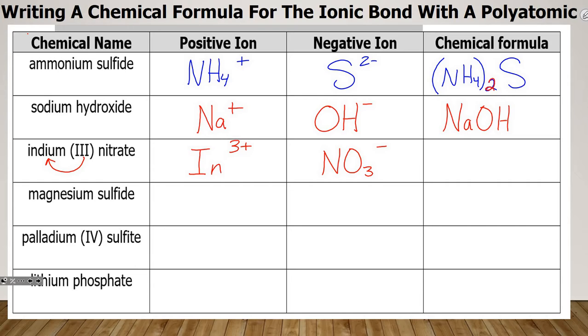3. Indium, I need how many of? 1. How many nitrates do I need? I need 3 of these, right? Charges. I'm balancing the charges, not how many. So I put NO3 in parentheses, and outside the parentheses I put another 3, saying I need 3 of these groups. Okay?